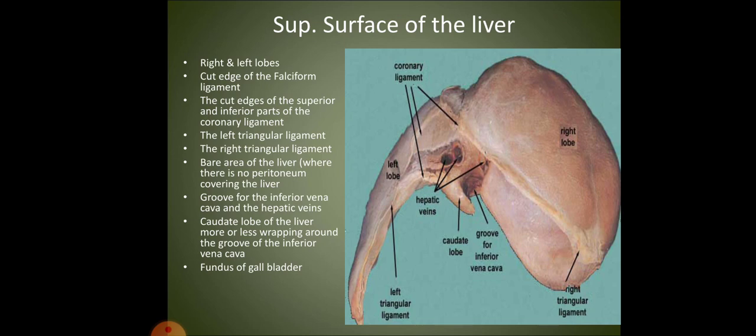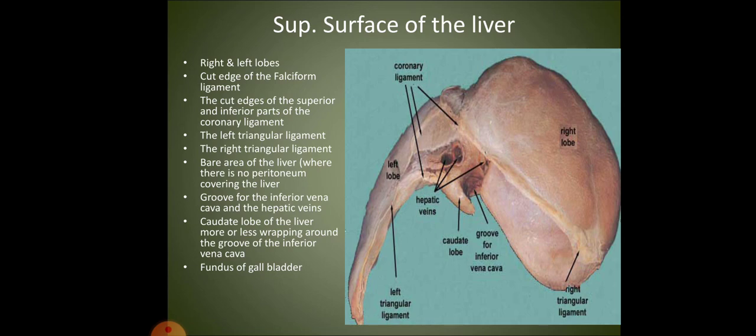Now the superior surface. If we view the liver from the superior side, this is the superior surface of the liver. Here we can see the right and the left lobes. These are all labeled in the diagram. Cut edges of the falciform ligament and the superior and inferior parts of the coronary ligament. So the coronary ligament is also demarcated in this diagram. Kindly see this. And the right and left triangular ligaments are also there. Triangular ligaments are the continuation of the coronary ligaments.